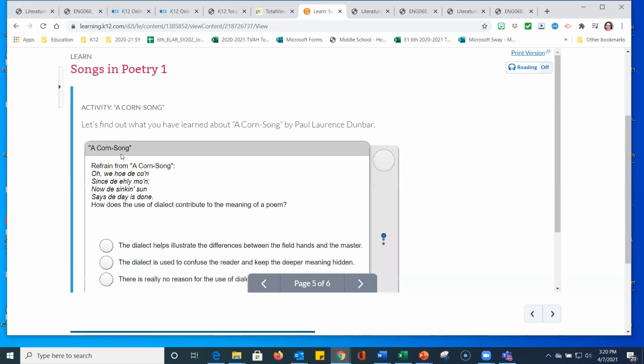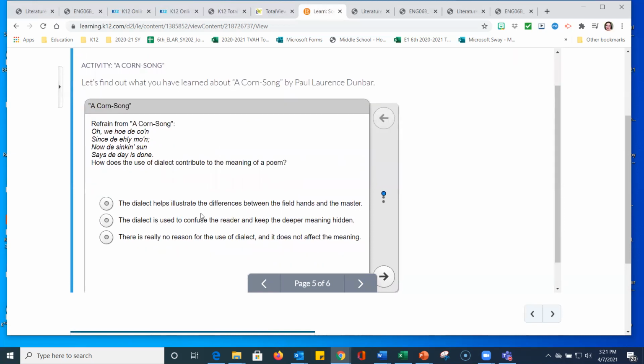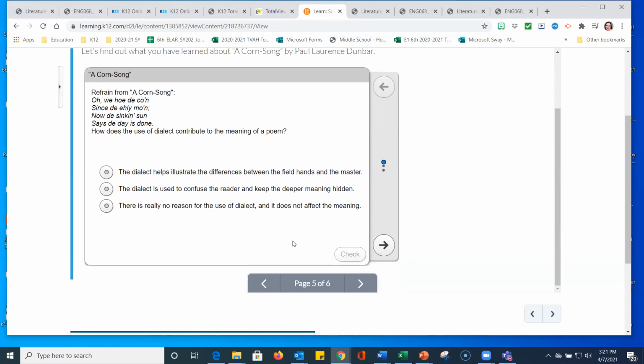Slide 5. Let's find out what you've learned about A Corn Song by Paul Laurence Dunbar. Refrain from A Corn Song: Oh, we hoed the corn since the early morn. Now the sinking sun says the day is done. How does the use of dialect contribute to the meaning of a poem? A, the dialect helps illustrate the differences between the field hands and the master. B, the dialect is used to confuse the reader and keep the deeper meaning hidden. C, there is really no reason for the use of the dialect and it does not affect the meaning. Click on your answer. Check your answer.